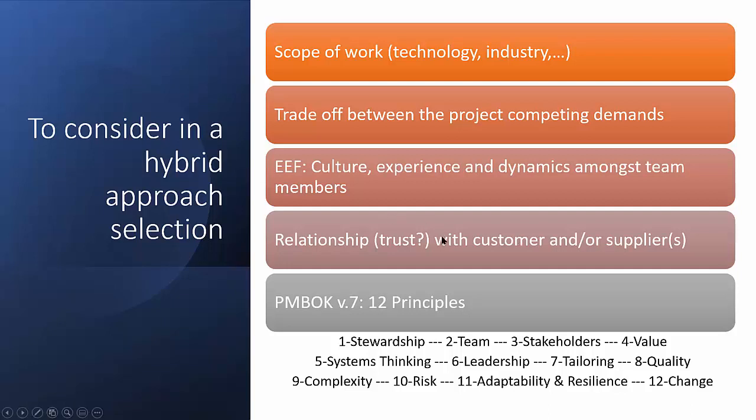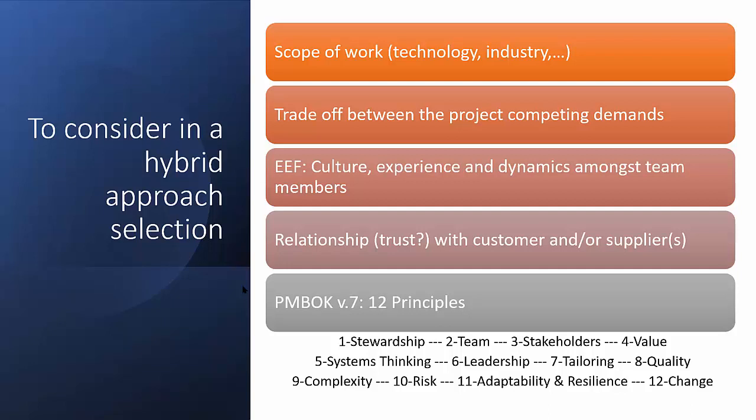And very importantly, the 12 principles of the 7th edition of the PMBOK, which are the ones that you see down here. You'll be taking into consideration what type of relationship do I have with my stakeholders? What is the system like? What type of leadership capabilities do I have? What type of risks do I see? What type of resilience do I need to build? How do I need to be able to react to change? So these different principles, I'll be taking them into consideration in order to choose what type of hybrid approach I'm going to use.